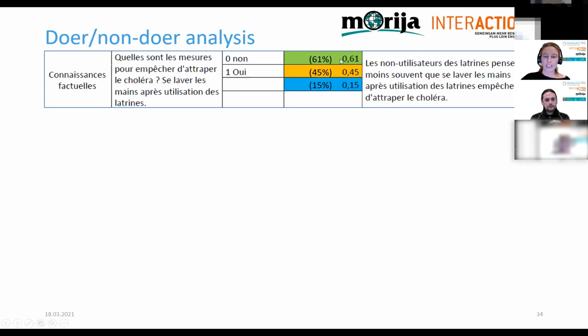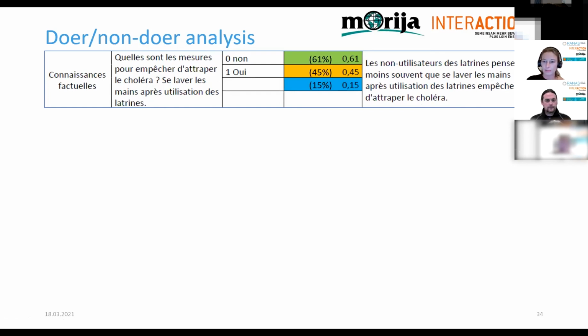So we have here in green the ones that use a latrine, the users. Orange are the non-users, and blue is the difference. So if you can read these questions, we found that among the users, 61% mentioned cholera as a health risk, and only 45% of the non-users. So we found there is a difference actually in health knowledge.